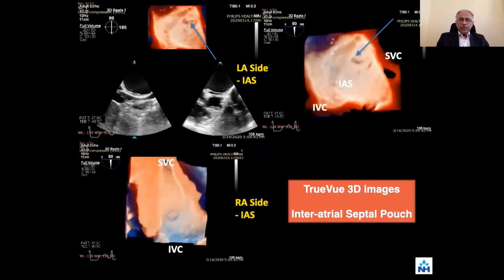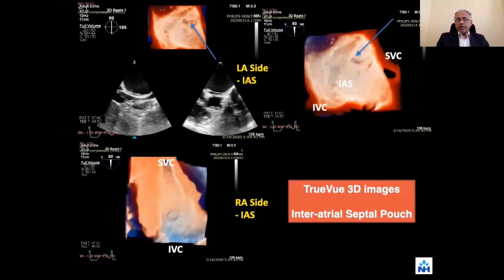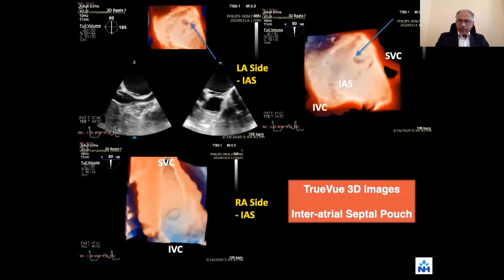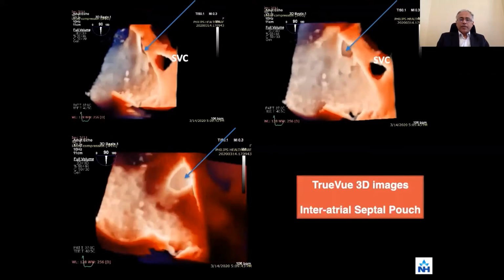Now, when you see it from the right atrial side, you can see the SVC at the top, and then you have the IVC barely seen. Here you don't see that pouch. It is primarily seen on the left atrial side. So let's take a closer look at how it looks. And this is, again, from different angles. Again, it gives you some spectacular images.